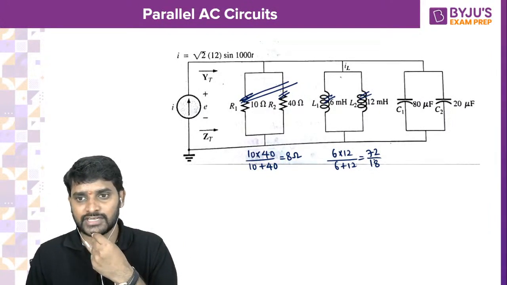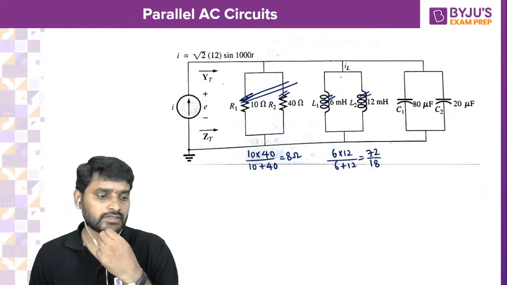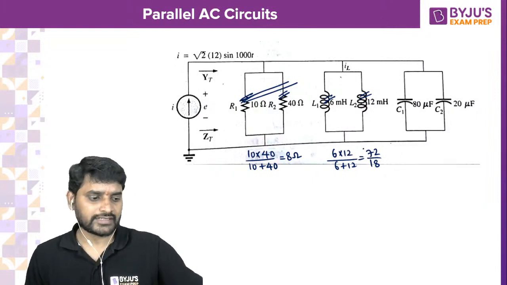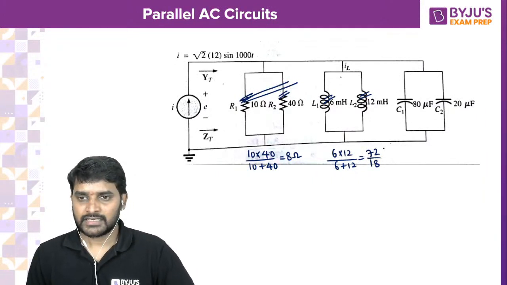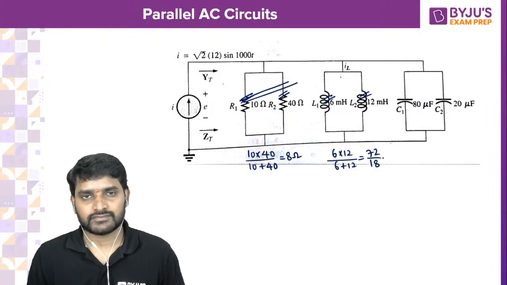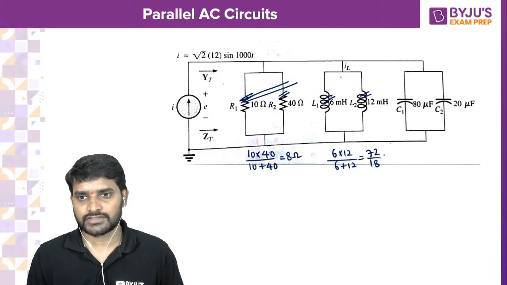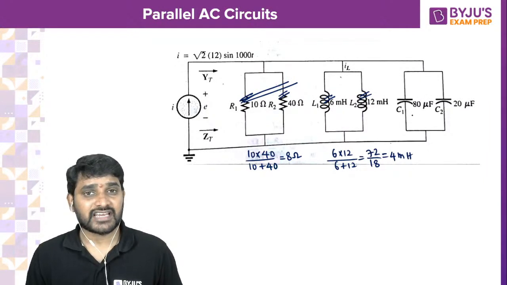How much value? 9 2s, 9 8s. Will it go 9 8? Yeah, 2 4, 9 2s. Yeah, 9 8s, 2 4s, 4 millihenries. Now capacitors are connected in parallel.